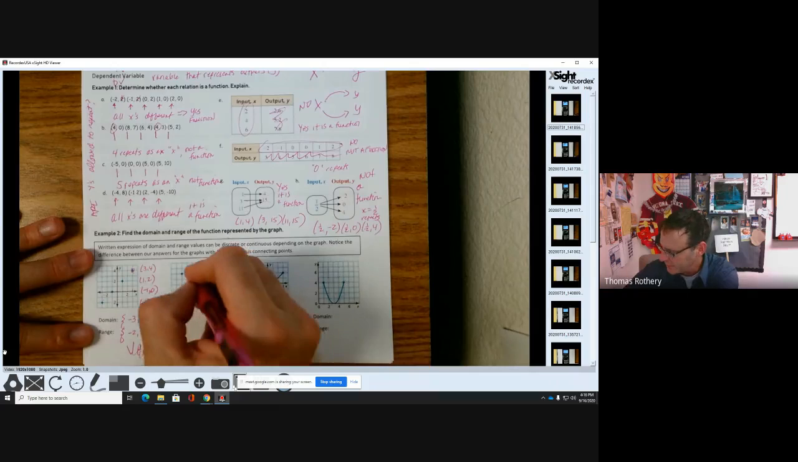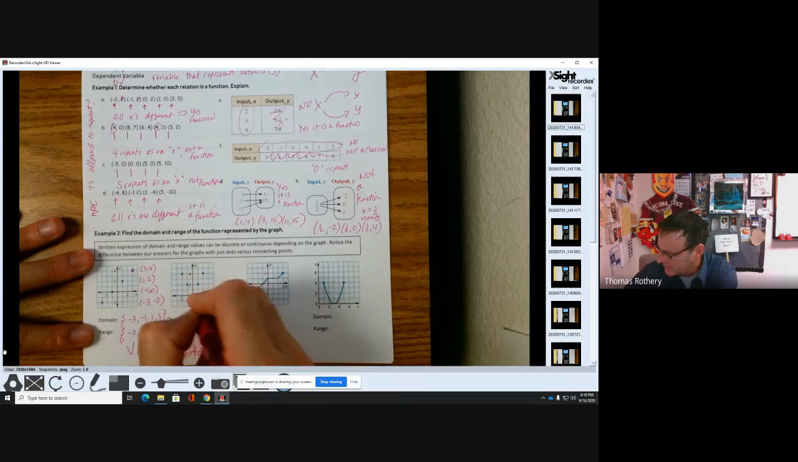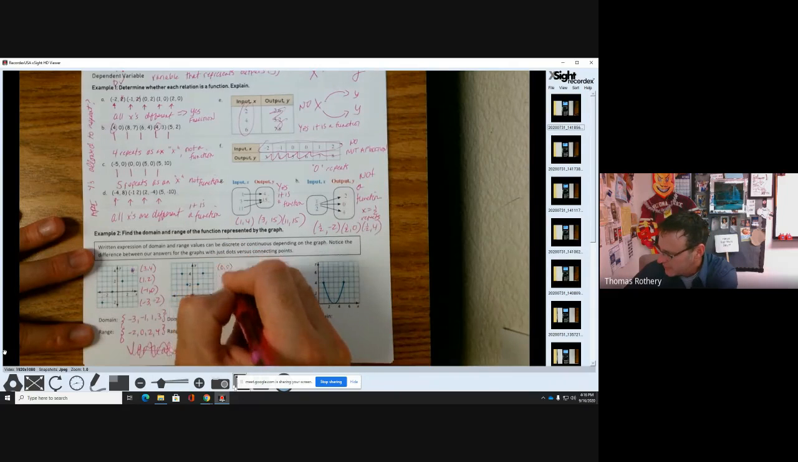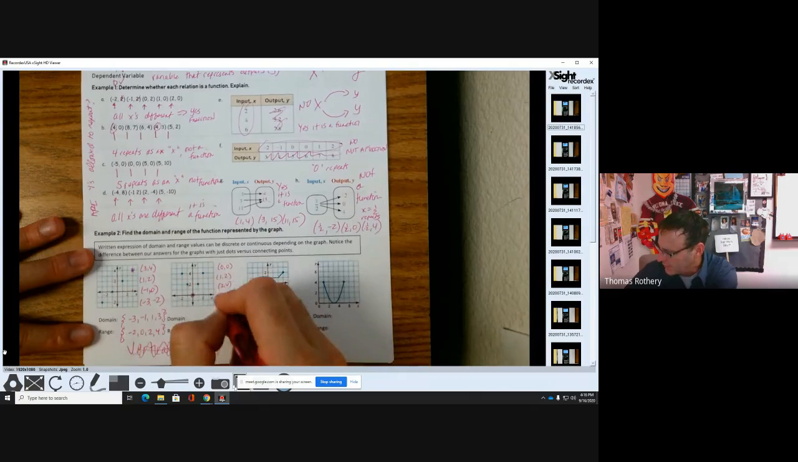All right, same thing here. Let's look at the points. I've got one here. It's hard to see. It's 0, 0. And then I have 1, 2. And then I have 2, 4. And then I have -1, 2. And I have -2, -4.